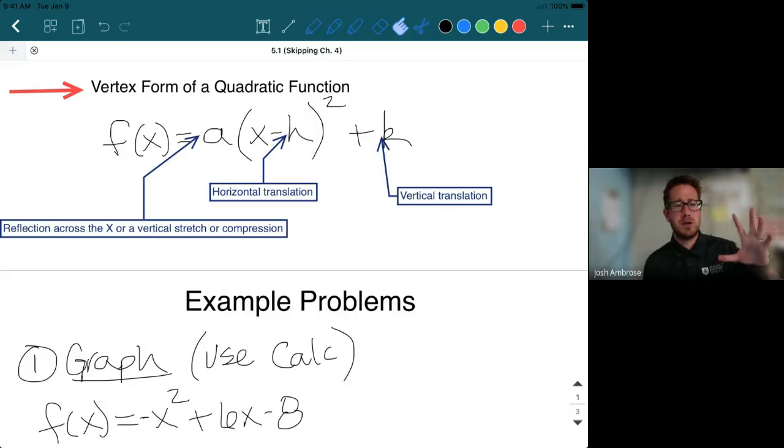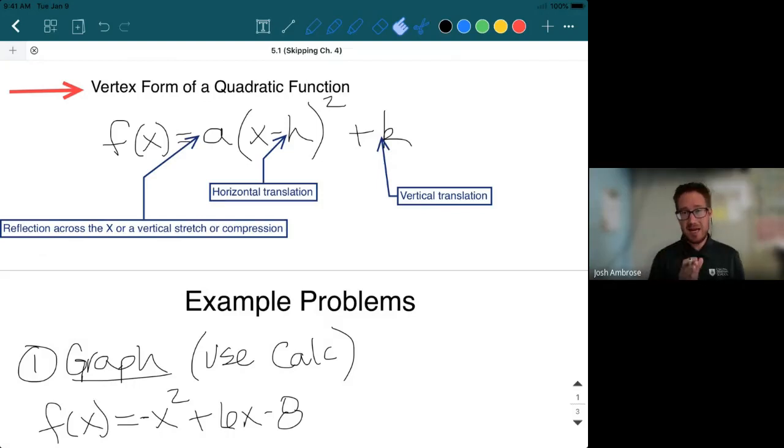So we're going to talk you through the basics. A, what is that doing? If you do anything with A, that is going to either affect a reflection across the x-axis. By the way, it needs to be a negative. If A is a negative, there's going to be that reflection. Or if A is just a regular whole number or a fraction, that's going to determine whether it's a vertical stretch or a vertical compression.